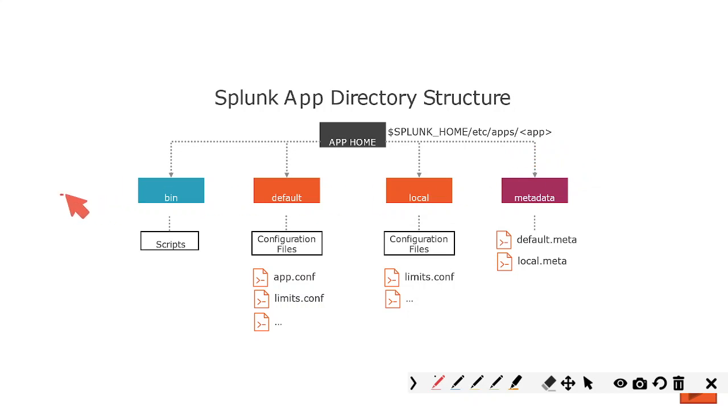So under the bin directory, as I always talked about, all the scripts will be there. Under the default directory, this is where, when I install any kind of application, all the conf files will be written. All the customized configuration I should be keeping under the local directory. Okay.